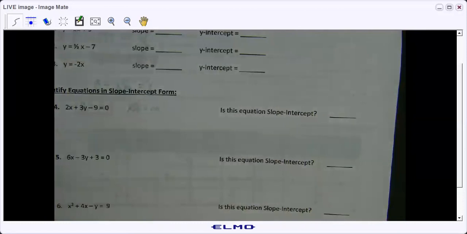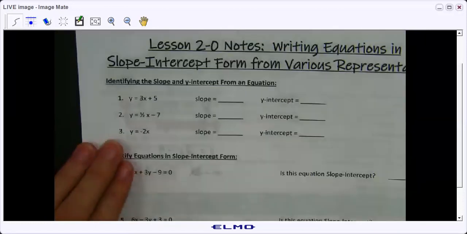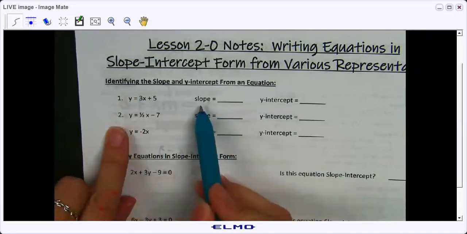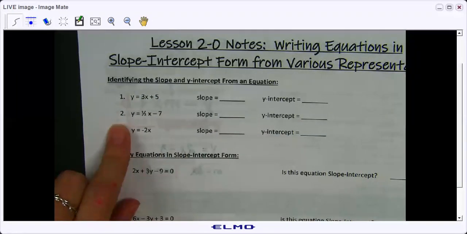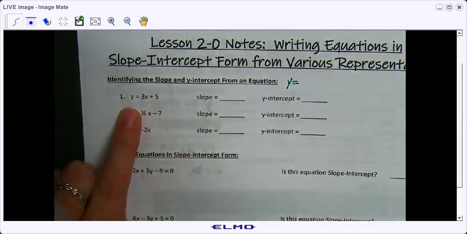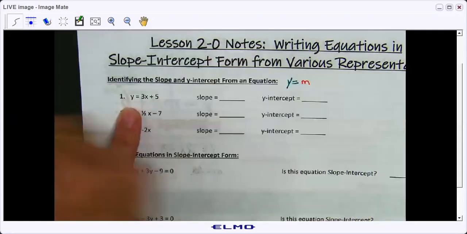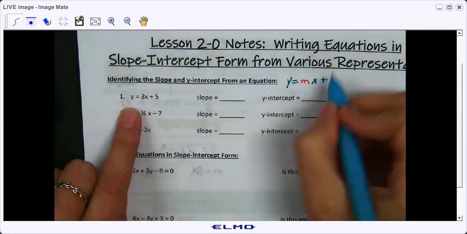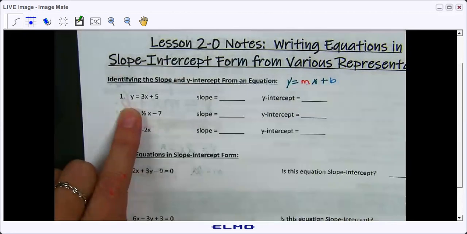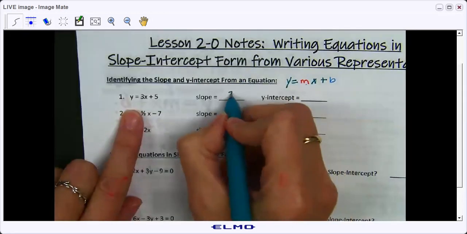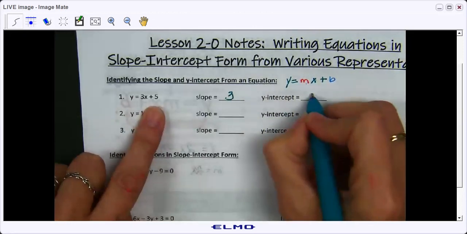This first part's going to be a little bit of review, okay? So in this first part, we're going to look at the equation here, and we're going to find the slope and the y-intercept. Okay, well here, we think y equals mx plus b, where m is our slope and b is our y-intercept. So in this case, 3 is in the slope place. So 3 is our slope, and our y-intercept is 5.